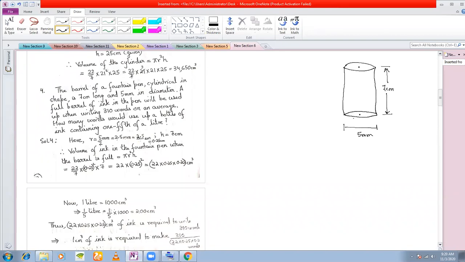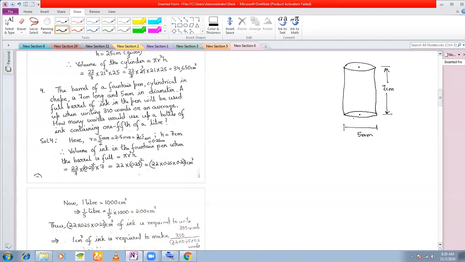How much is 1/5 of a liter? Can you tell me in milliliters? 250 ml, right? Actually it means how many words can you write in 250 ml? Okay, but we are not concerned with ml here. We only work with liters. 1/5 of a liter, fine.